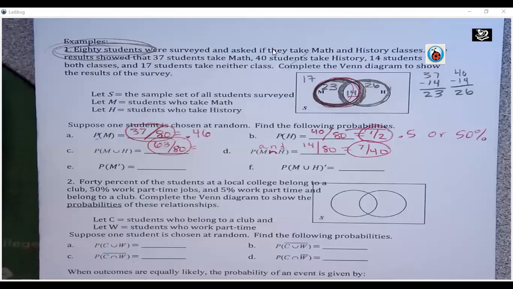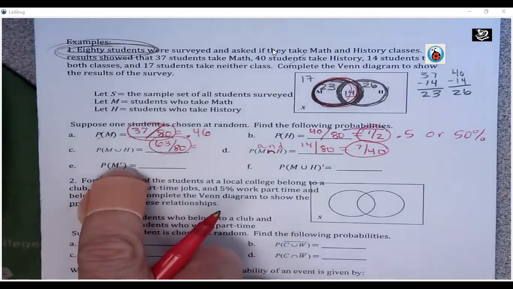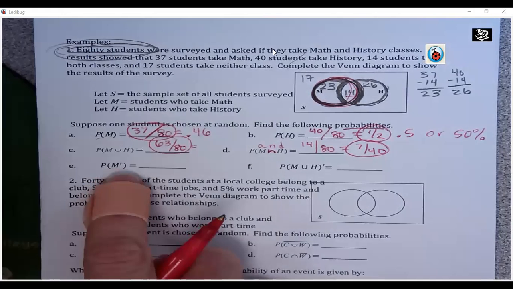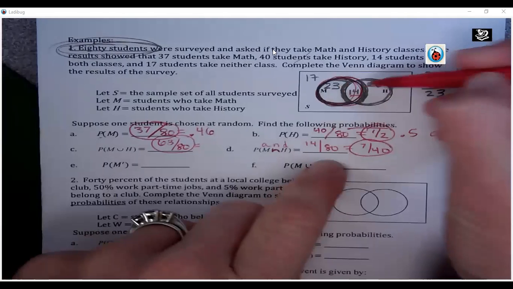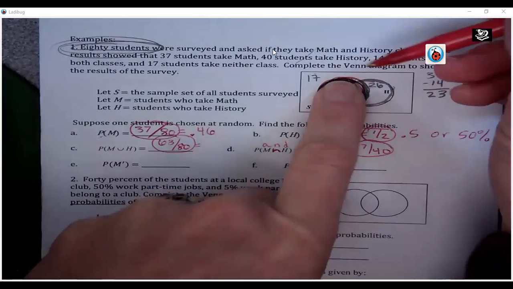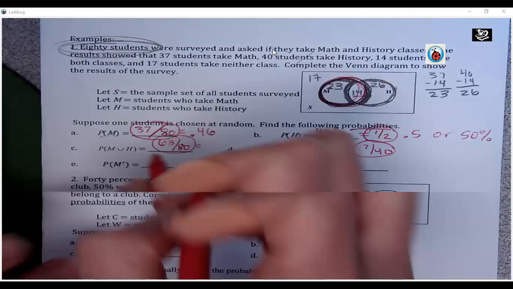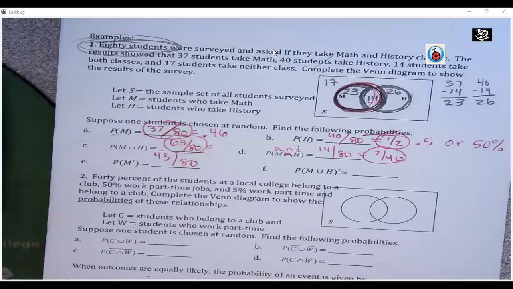Abby, do you remember what the prime means? It means not M. Good. So not M. So we don't want anybody in the circle of M. We want these two groups, the 26 and the 17. So there are 43 out of 80. Let me see if this reduces. No, it does not.